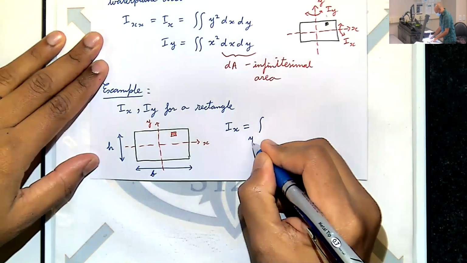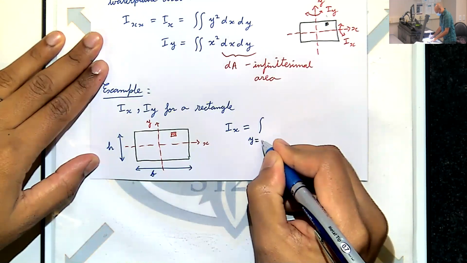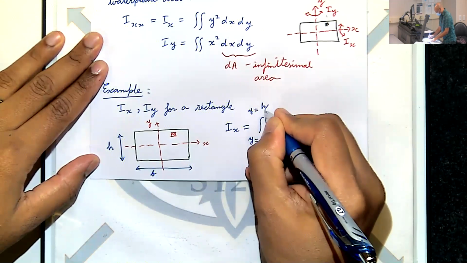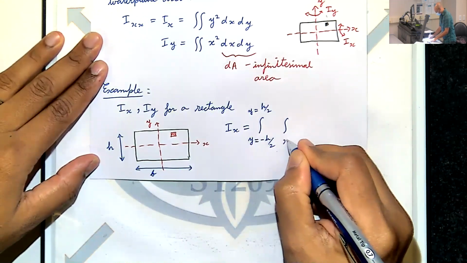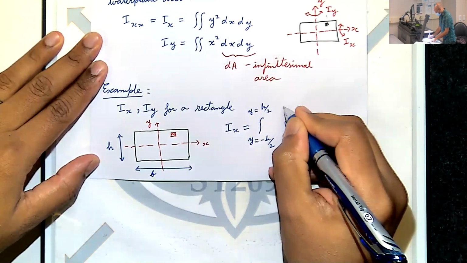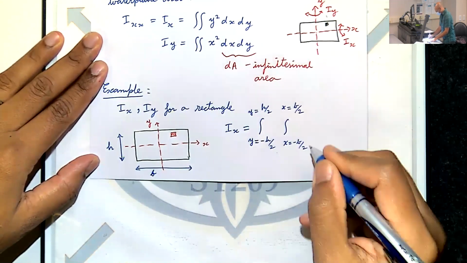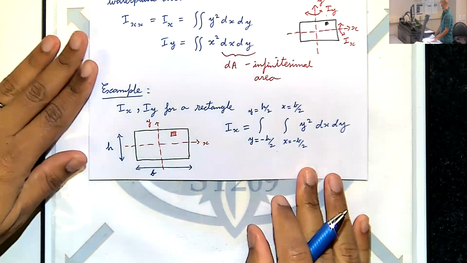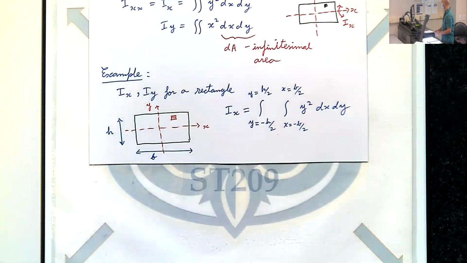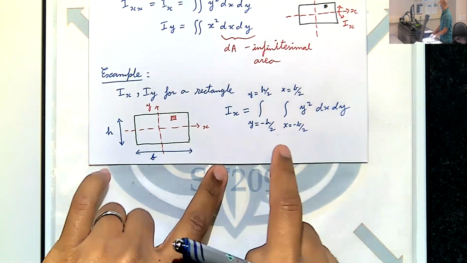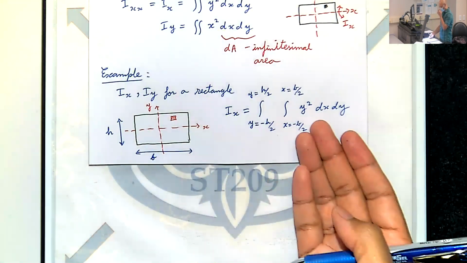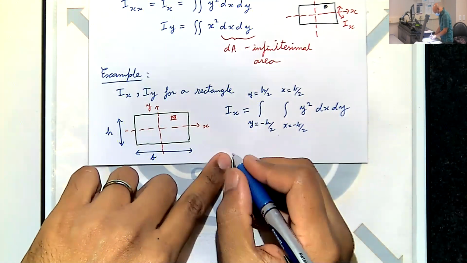So let's do y equal minus h over 2 to y equal h over 2. X goes from minus b over 2 to b over 2, and inside we have the same y squared dx dy. All right, here, since y and x are not dependent on each other, we can do either of the integrations first. Either do dx first or dy first. So let's do dx first.